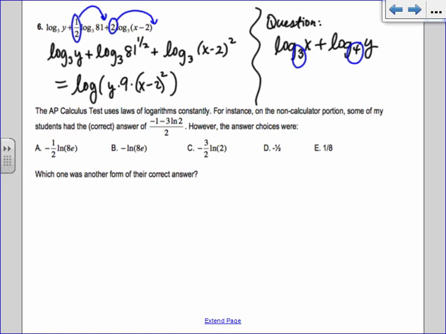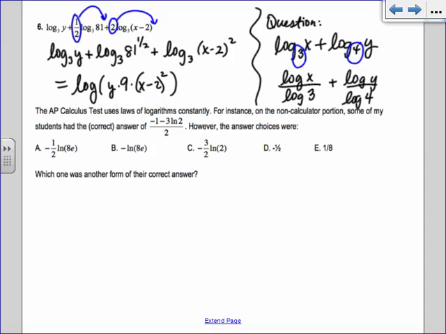Is there any way you could have a common base, maybe make it 12? You could do a change of base formula, but the change of base formula would still have a denominator like that. So you could do this, I guess. But then you'd still have to get common denominators and it would be kind of messy.